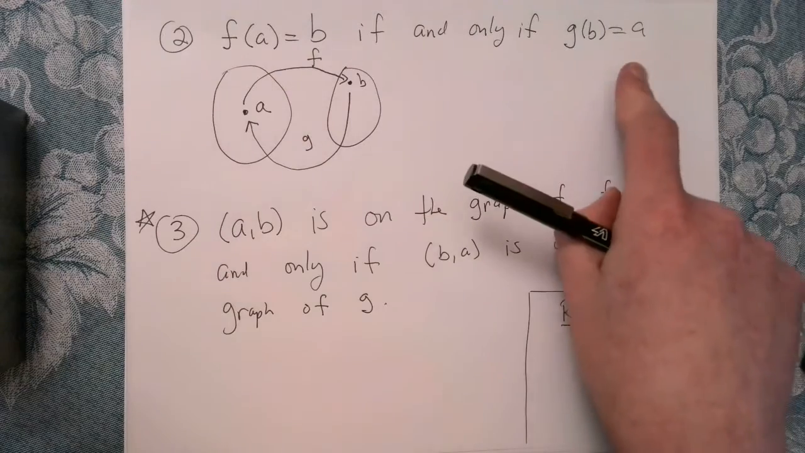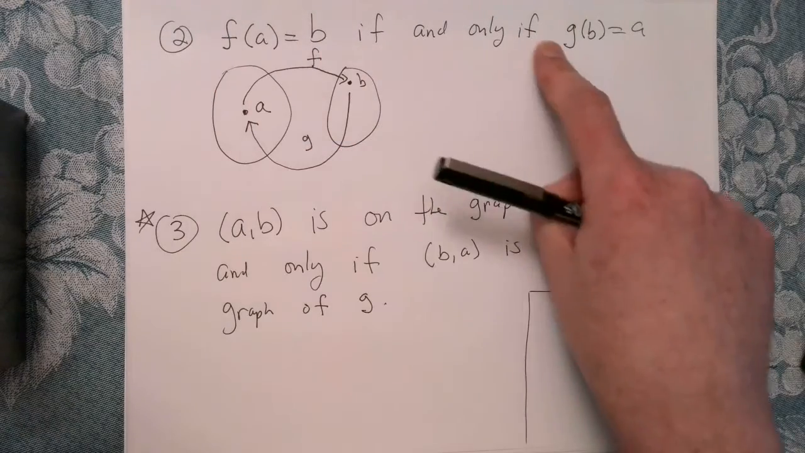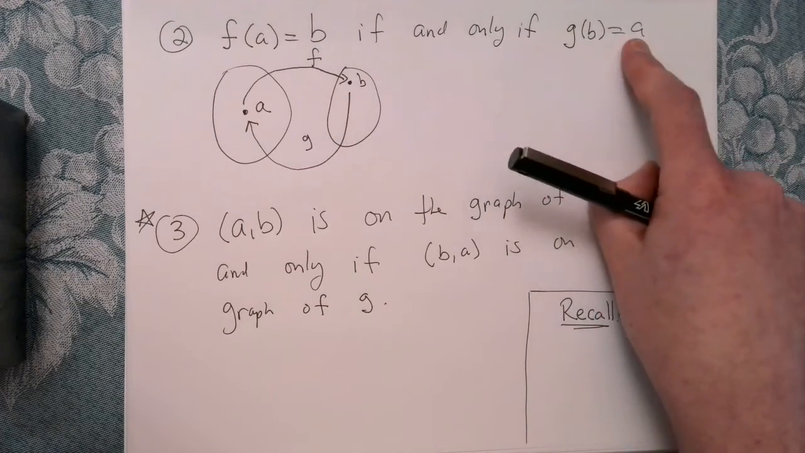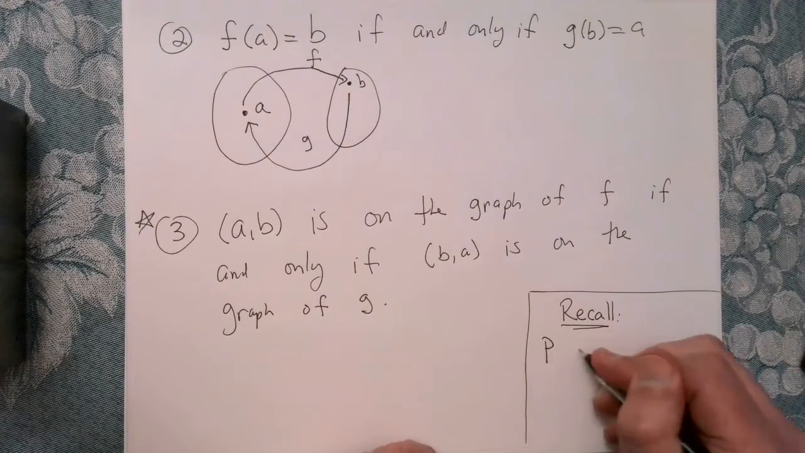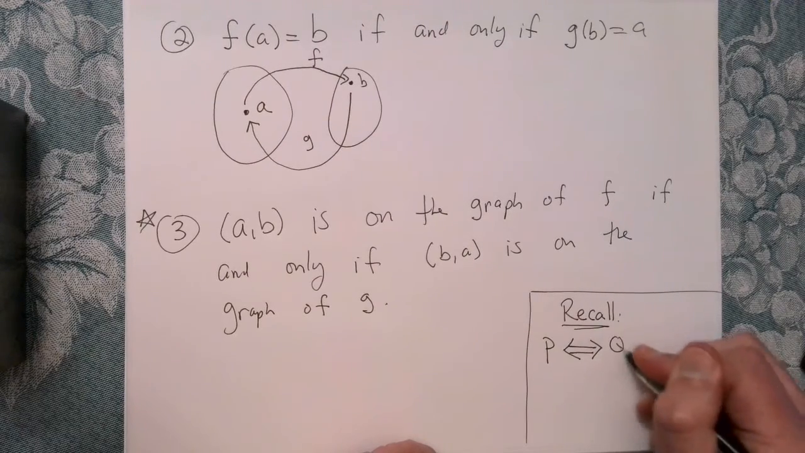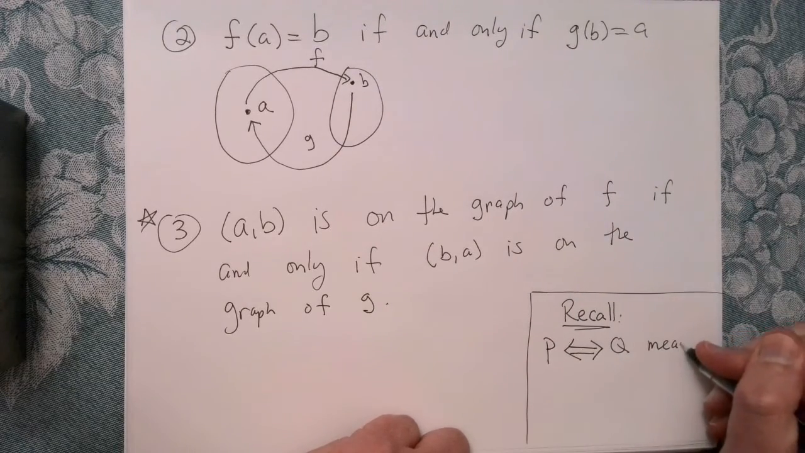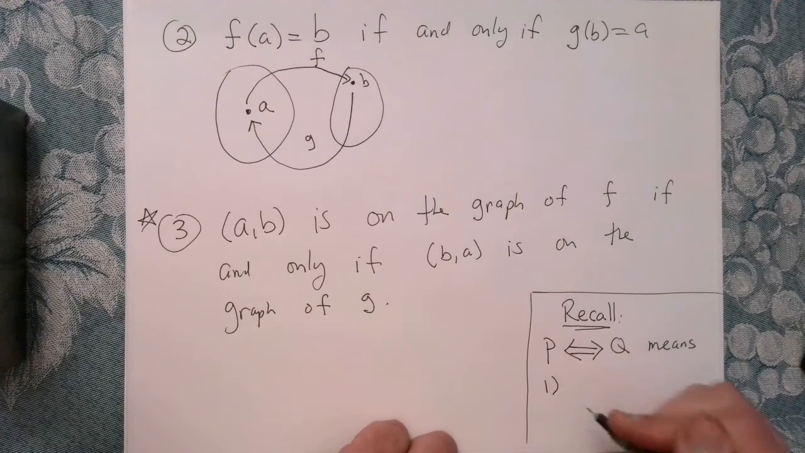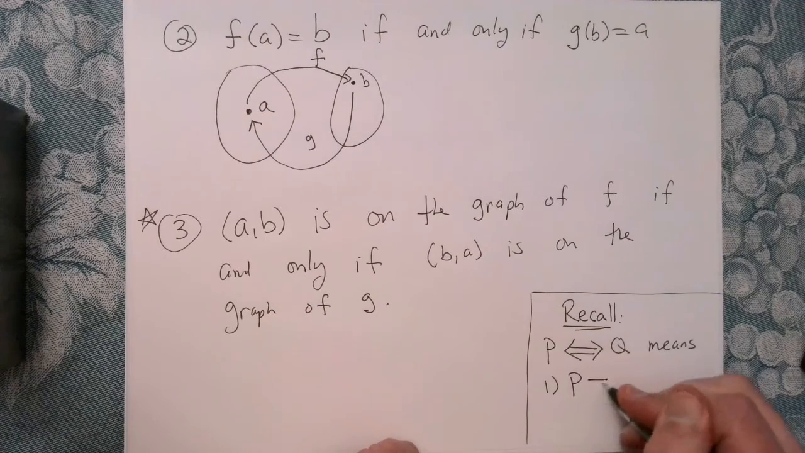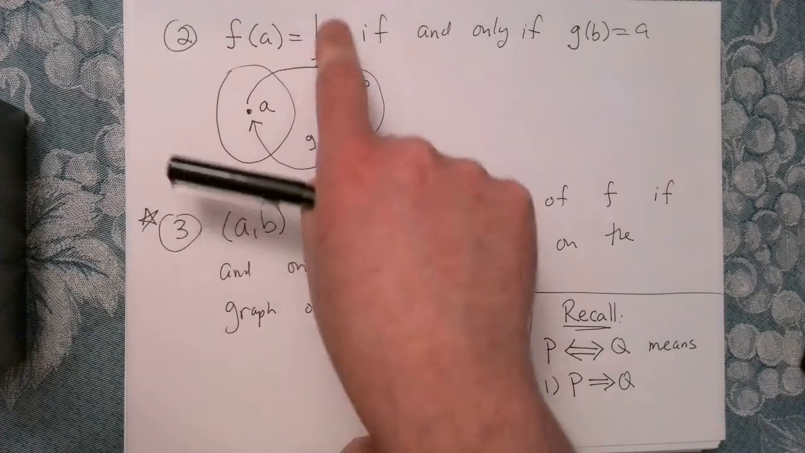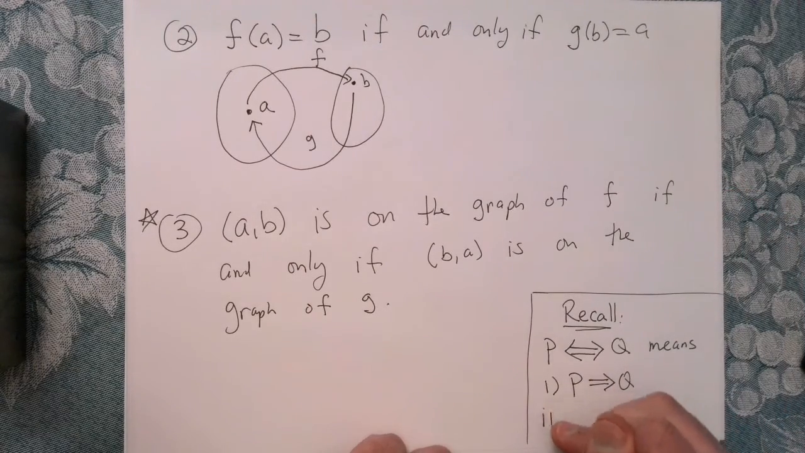So if I have two statements, let's say this is statement P, f of A equals B, and I've got another statement Q, g of B equals A. So if and only if means the following. We'd say P if and only if Q, which means two things are holding. It means if this happens, then this. So that conditional holds: if P, then Q. So if this happens, I'm guaranteed this, under the assumption they're inverses. But I also have the reverse implication.